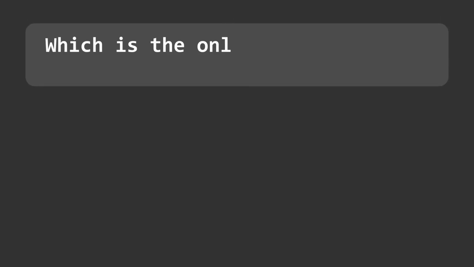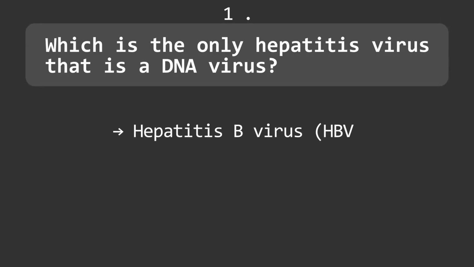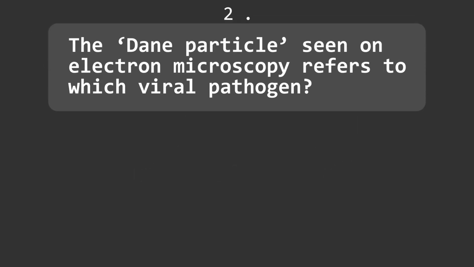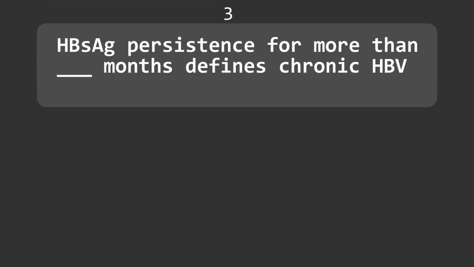Which is the only hepatitis virus that is a DNA virus? Hepatitis B virus, HBV. The Dane particle seen on electron microscopy refers to which viral pathogen? Complete virion of hepatitis B virus. HBsAg persistence for more than 6 months defines chronic HBV infection.